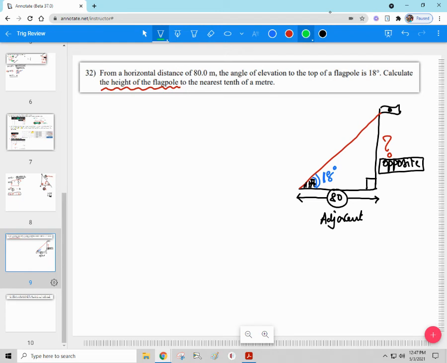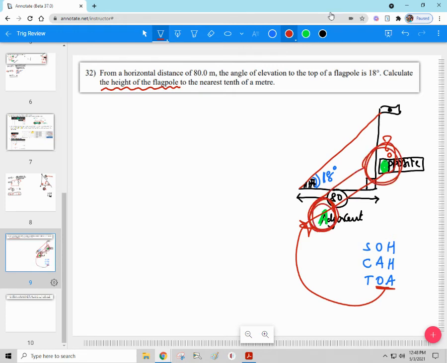Now, where do you find opposite and adjacent? Quickly think of SOHCAHTOA. SOH: I don't see O and A. CAH: I don't see O and A. TOA: yes, O and A are here. Therefore, I have to use TOA, which is tan equals opposite over adjacent.